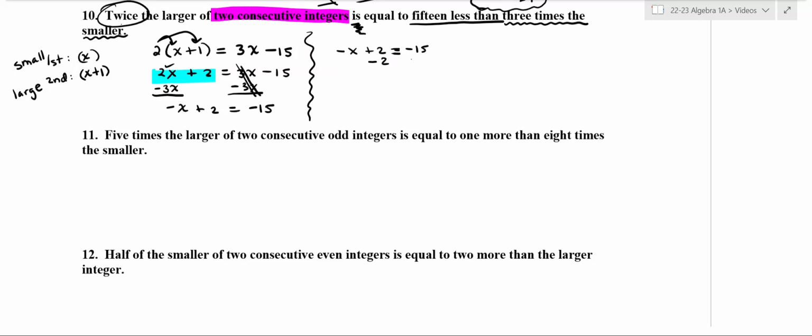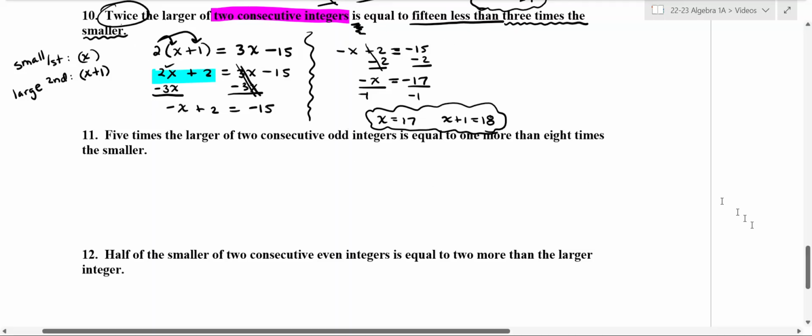All right, subtracting 2. So we have negative x equals negative 17. And dividing both sides by -1, we get that x equals 17. And if x is 17, then x plus 1 is 18. And those are the two numbers, 17 and 18, that if you multiply the larger one by 2, is going to be equal to 3 times the smallest one, subtract 15. Whew, Lord have mercy.